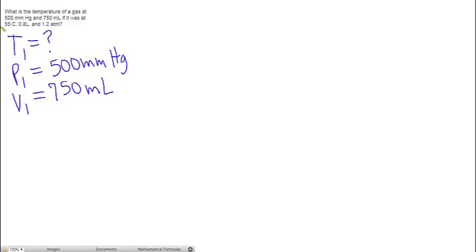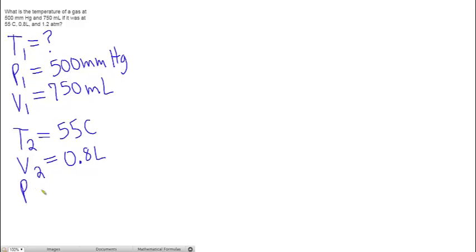Then we have another temperature, 55C, so that'll be our temperature 2 equals 55C. Then we have 0.8 liters, that's a volume, so that'll be our volume 2, 0.8 liters. Last, we have 1.2 atm, that's a pressure. Our pressure 2 is 1.2 atm.